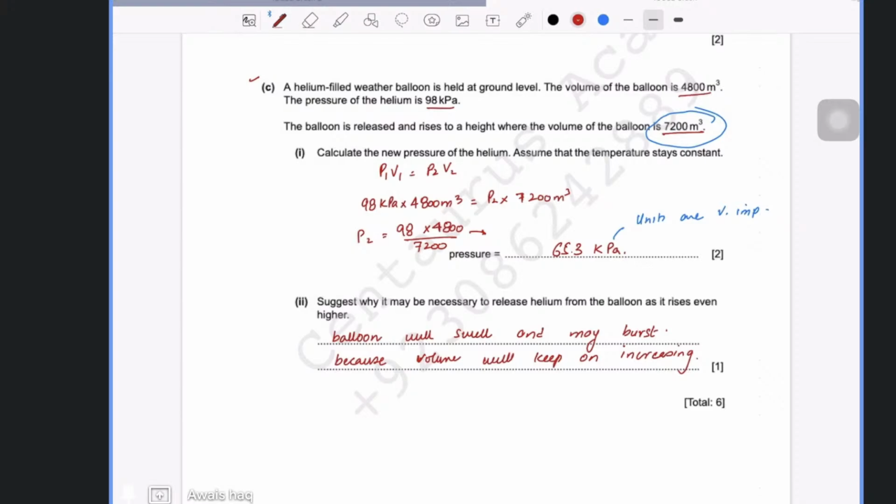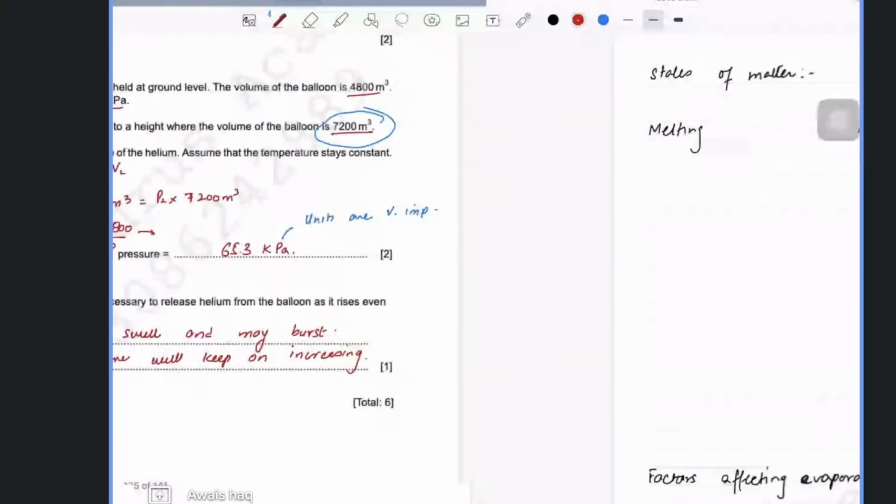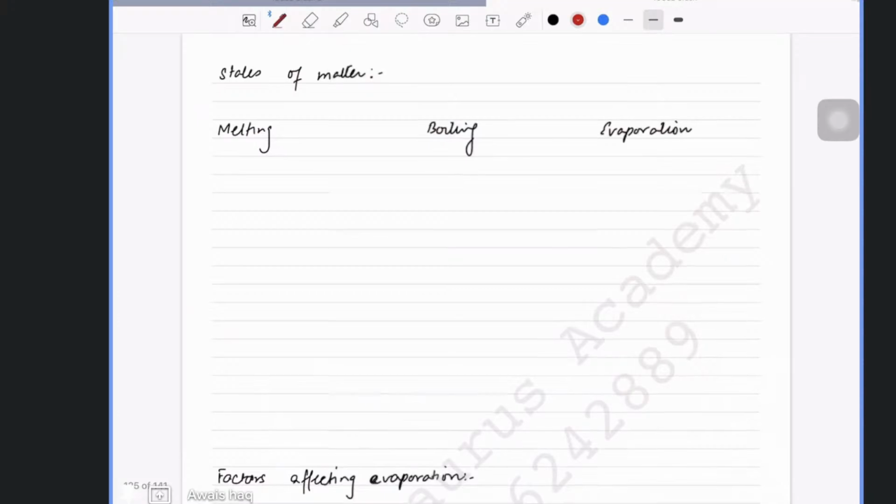Now, so then let's talk about the next thing, which is basically our states of matter. Okay, so now states of matter are basically pretty simple. So let's look at them quickly.